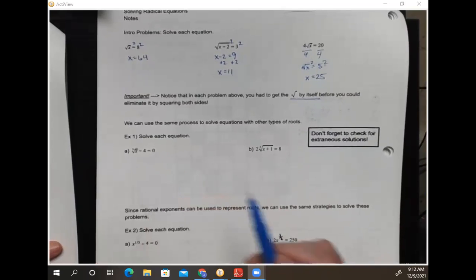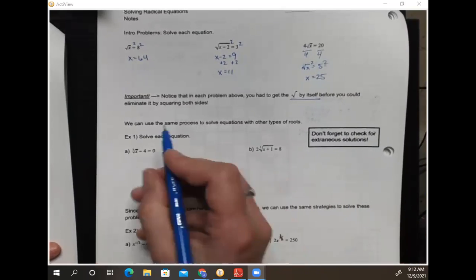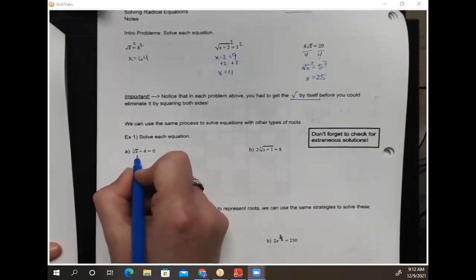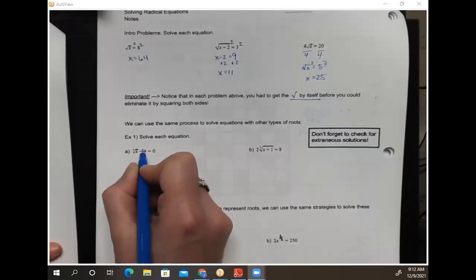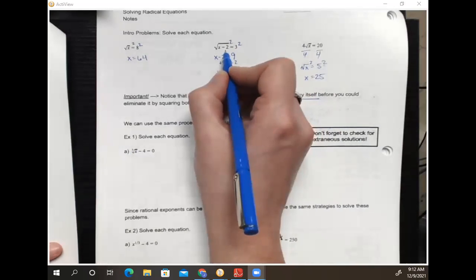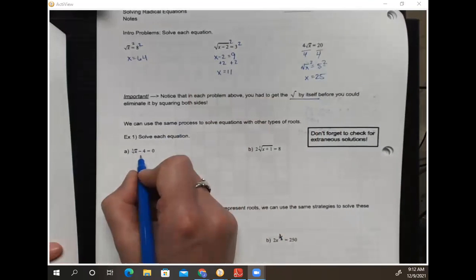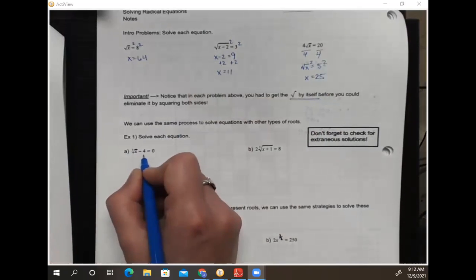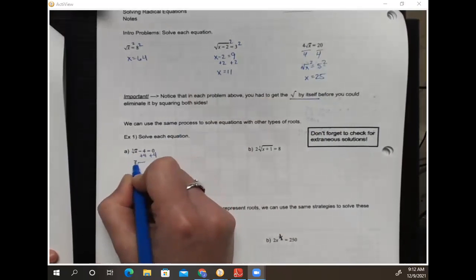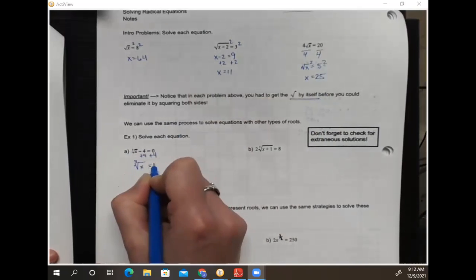This time instead of square roots, we've got cube roots. So for our first example, A here, I want to get the root by itself. That means this minus 4 is not under the root. Okay, here that minus 2 was under the root. It's kind of trapped under there. Here it's not under the root, so it needs to go. My first step is to move this. So I get the cube root of x equals 4.